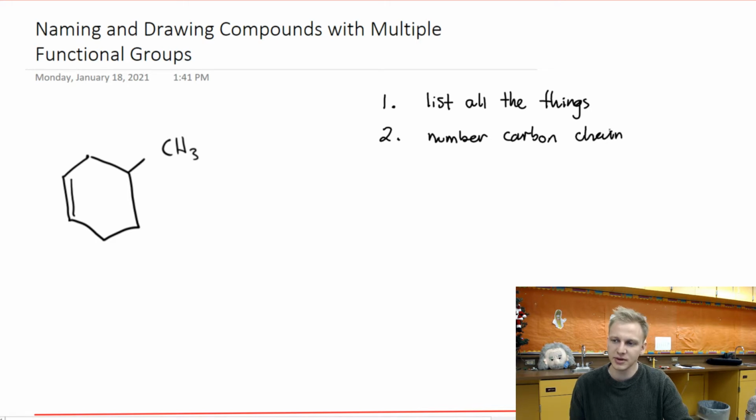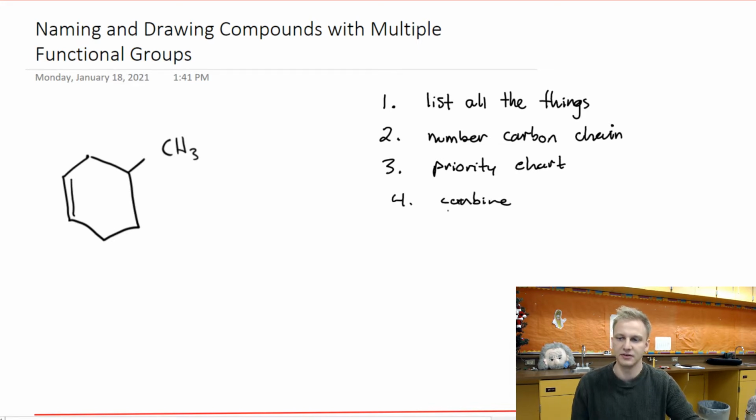That can usually be a pretty tough process. It involves priority. And so the third thing that I usually look at is the priority chart. And then the last thing that I always do whenever I'm naming something is combine all of those pieces of information together. So looking at this first molecule here, I can see a couple different things.